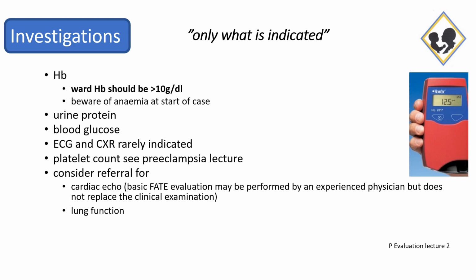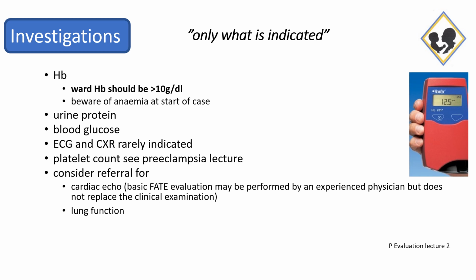When it comes to special investigations or bedside investigations, the rule of thumb here is only what is indicated. We don't want to delay the case with unnecessary examinations which won't add any value. An HB is essential, and a ward HB, we want to see a value of more than 10 grams per deciliter at the start of the case, as most patients will bleed between 500 and even up to a liter of blood loss during the Caesar. It's not uncommon to see patients bleed more than this, so it's good to know what the HB is at the start of the case.